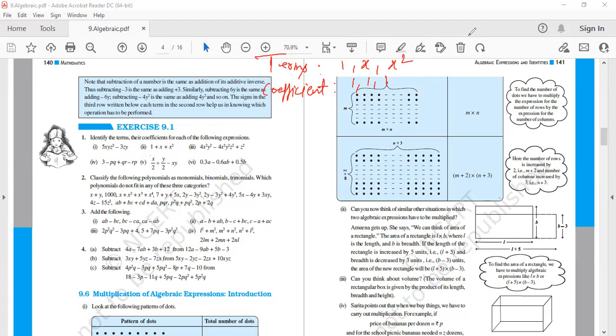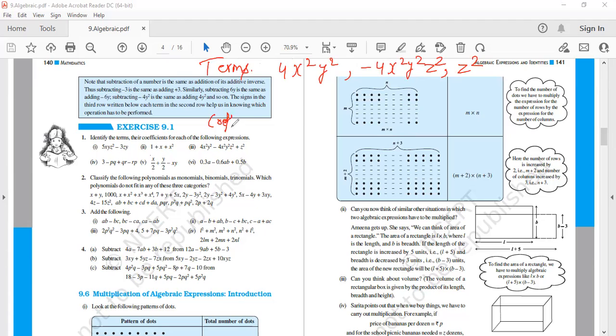Similarly, for the third part, the terms will be 4x square y square, comma, minus 4x square y square z square, plus, sorry, in the third one z square. These are the three terms, and the coefficients are 4 comma minus 4 and 1. These are the coefficients in the third one.